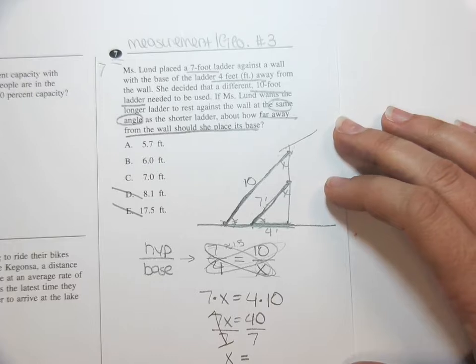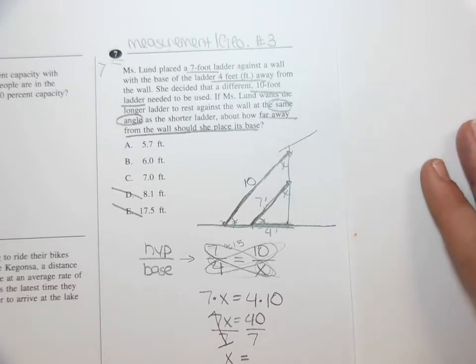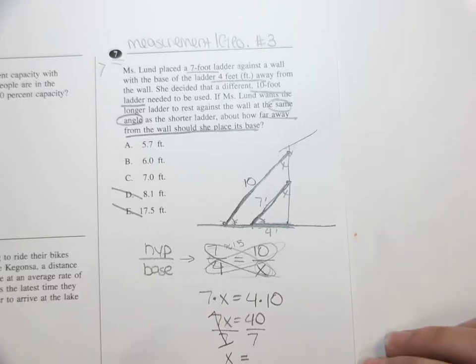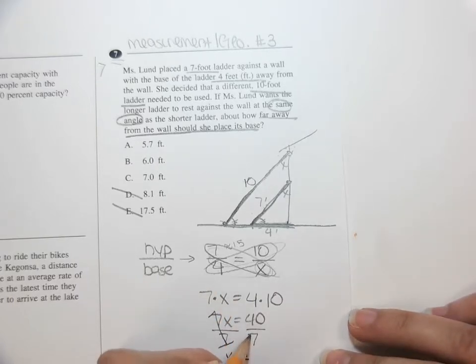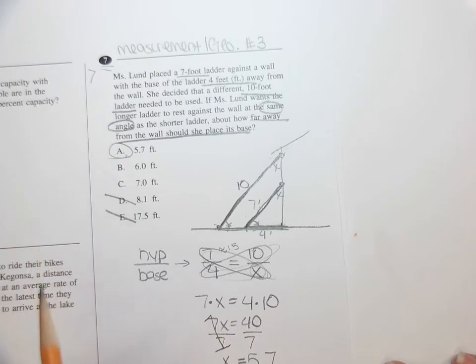40 divided by 7, I can do it on my graphing calculator, or I can say, I know 35 divided by 7 is 5, so it's going to be a little more than 5. Because if this was 35, it would be 5. So it's got to be a little more than 5. 5.7, correct answer A. I hope this helps.